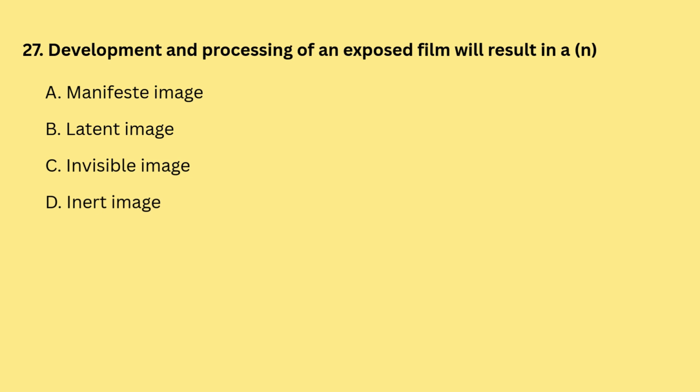Number 27. Development and processing of an exposed film will result in a A. Manifest image, B. Latent image, C. Invisible image, D. Inert image. Answer is A.